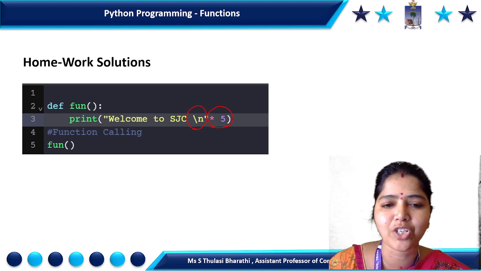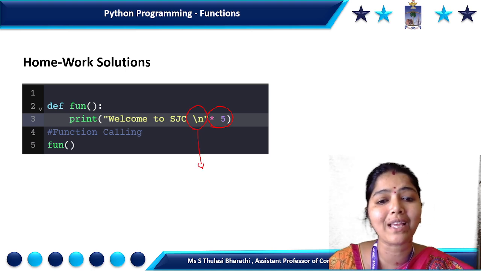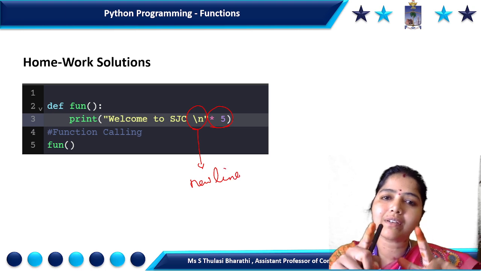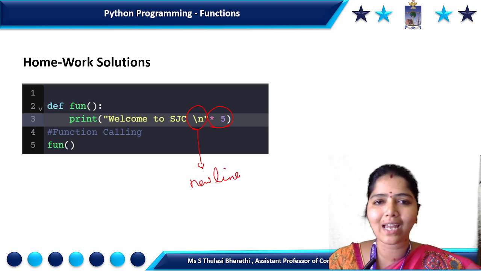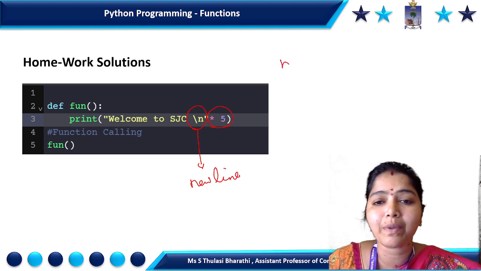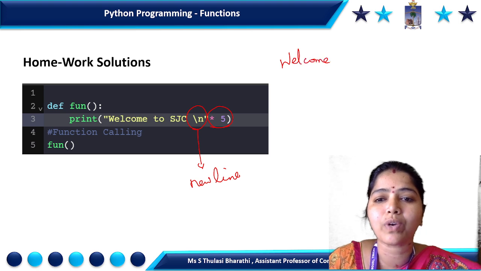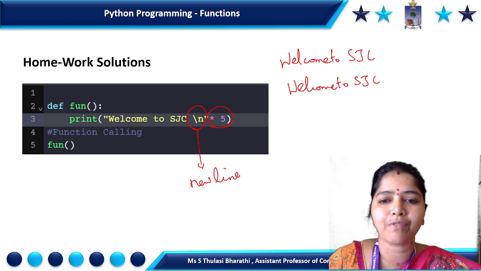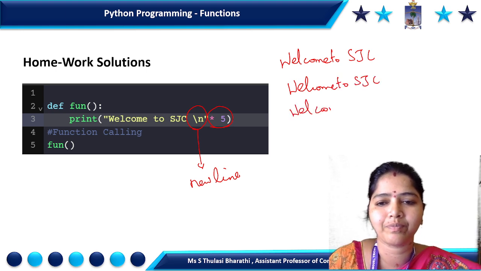What is this slash n? Slash n is nothing but to bring the cursor to the next line, a new line. So once it has been printed, the next time it comes to a new line. Again it prints welcome to SJC. So what will be the answer for this one? Welcome to SJC, welcome to SJC, welcome to SJC. So this will be printed 5 times.